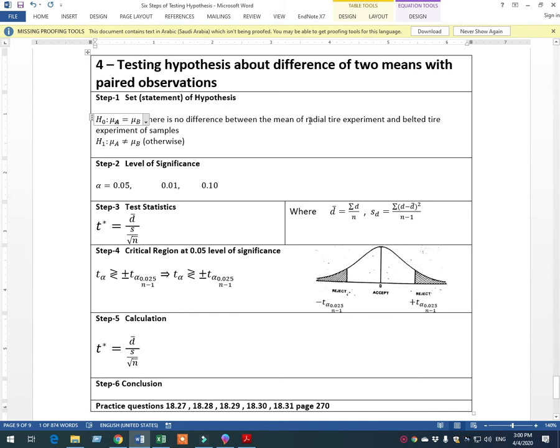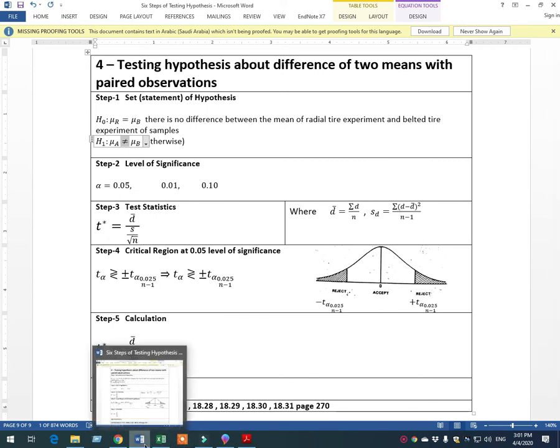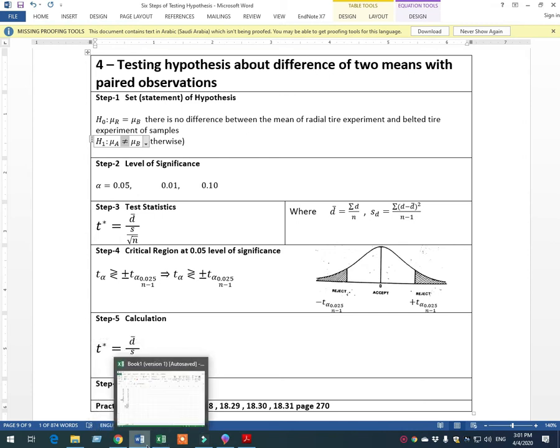So I'm just changing this mu A, let's take it as R for radial, and B with the B, because that is the belted tire. So B is for the belted tire, and R would be for a radial tire. So the radial tire mean is equal to the belted tire mean, where the alternative is not the unequal case, it is that the radial tires are much better in fuel economy.